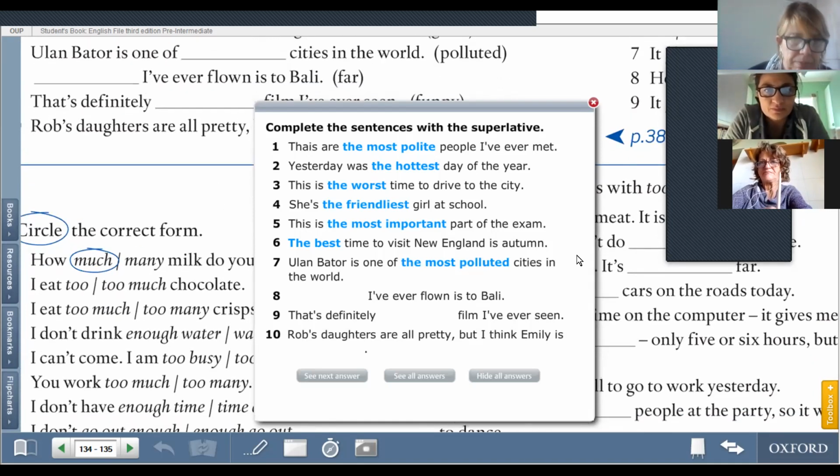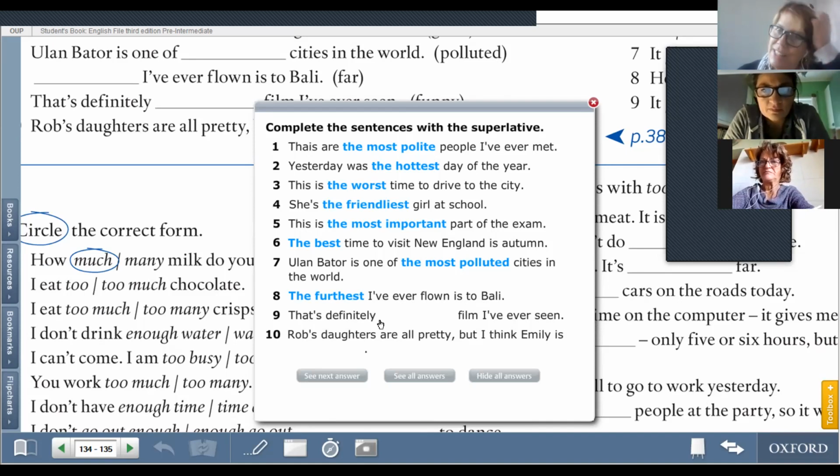And then we got far. The furthest I've ever flown is to Bali. You see, this is the farthest. Yes, farthest. The farthest I've ever flown is to Bali.